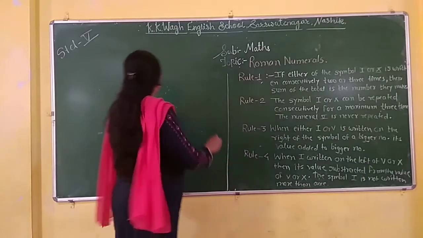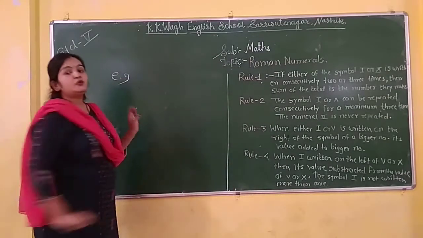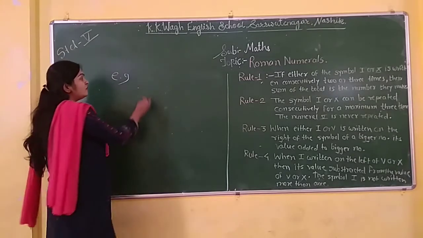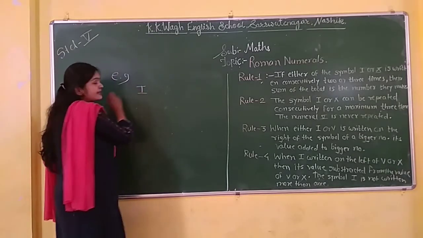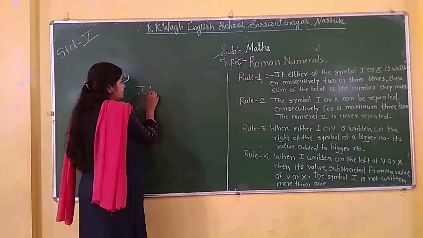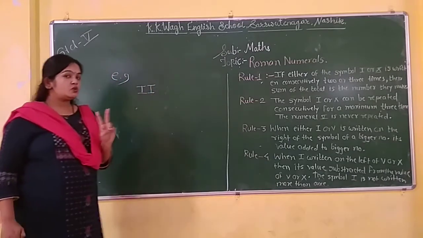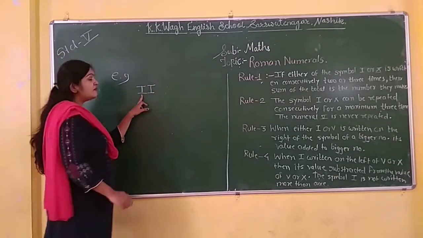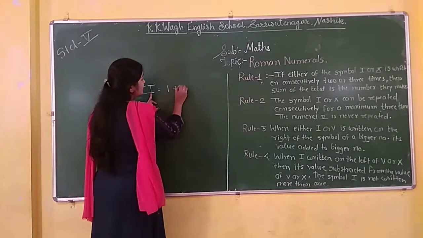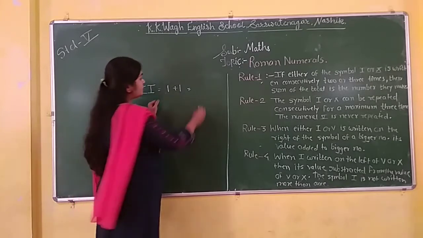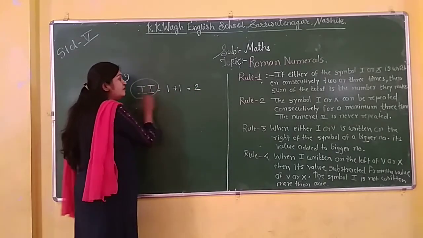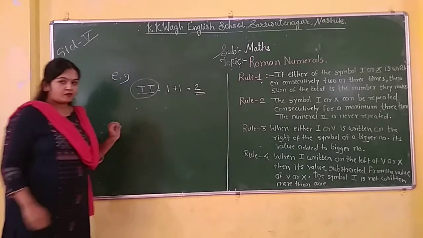For example, you know the symbol of 1. What is the symbol of 1? I. I is the symbol of 1. If we write I here, then we have II. The value of I is 1, another I value is 1. So 1 plus 1 is equal to 2. So this is the symbol for 2.